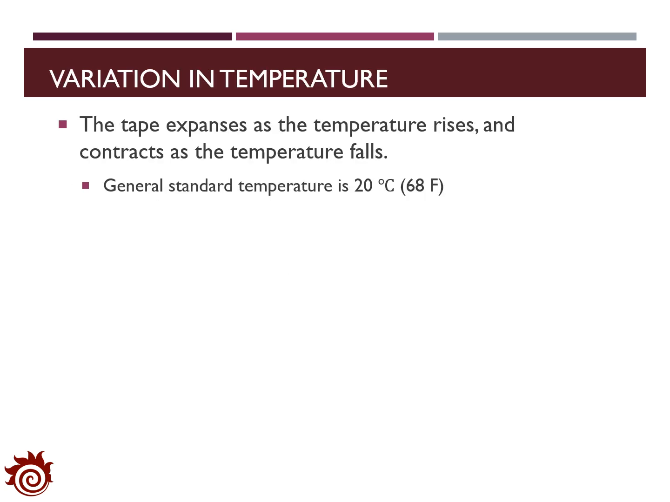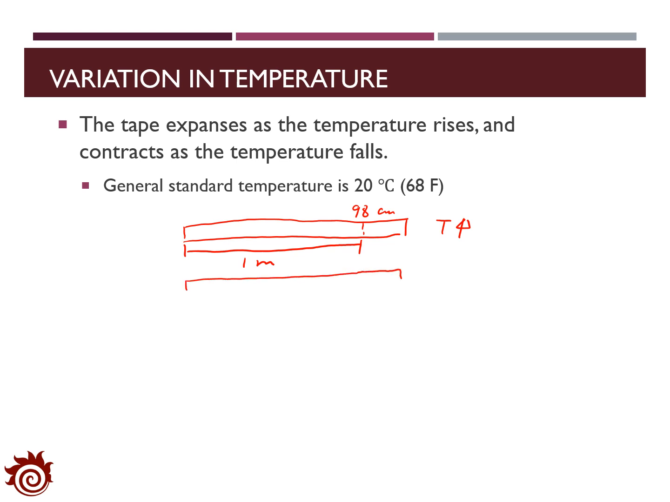Now let's see some errors that can be mathematically modeled and corrected. The first one we are interested in is the variation in temperature. In general, we know that the tape will expand as the temperature rises and contract as the temperature falls. In that sense, if you have the actual distance of 1 meter, then with the tape, if the temperature increases, the reading from the tape will actually be smaller. It could be like 98 centimeters if we increase the temperature. But if the temperature drops, the one you observed may be higher. It could be around 101 centimeters.